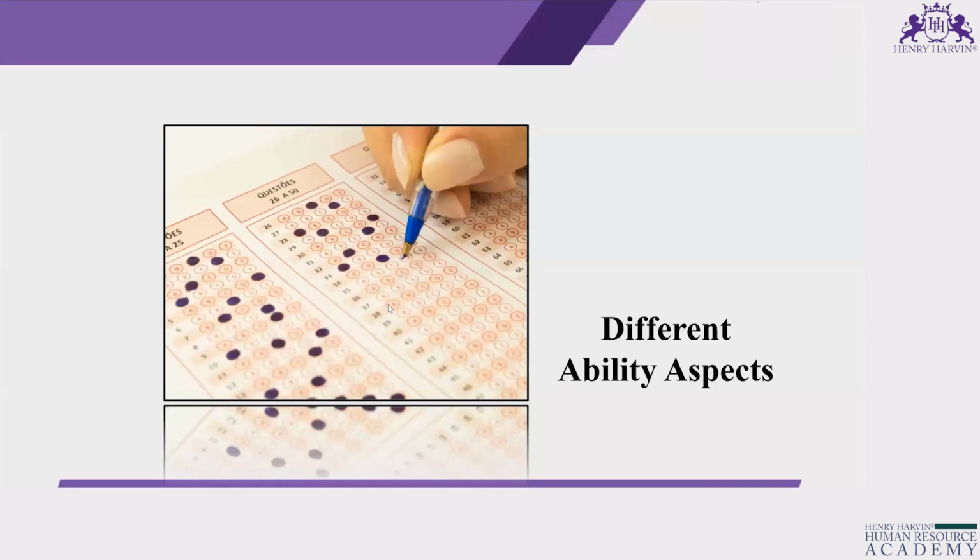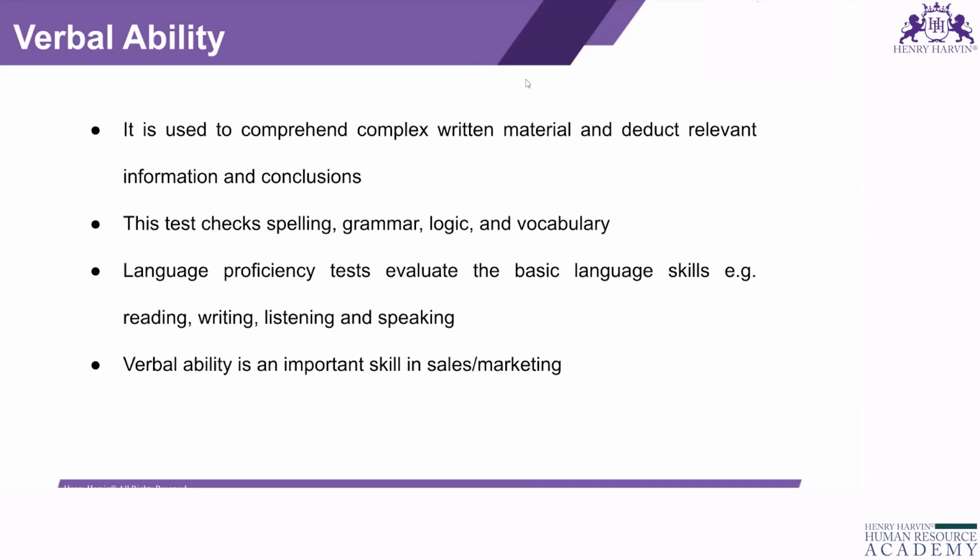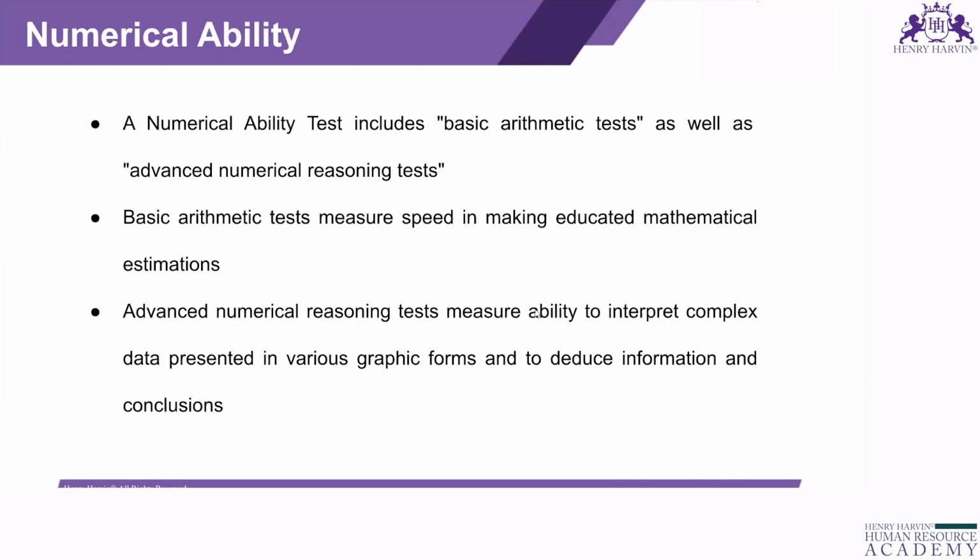Mainly we will be using the cognitive, aptitude tests. Then there is verbal ability. Verbal ability is used to comprehend complex written material and deduce relevant information and conclusions. So there will be spelling, grammar, logic, vocabulary, everything related to the language proficiency test, which evaluates the basic language skills: reading, writing, listening, speaking. Verbal ability is an important skill in sales and marketing as well.